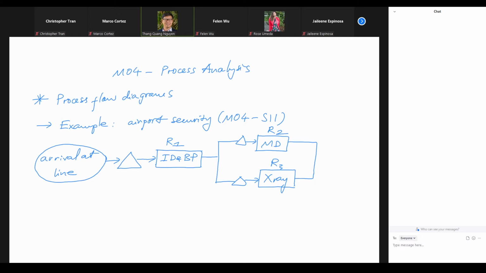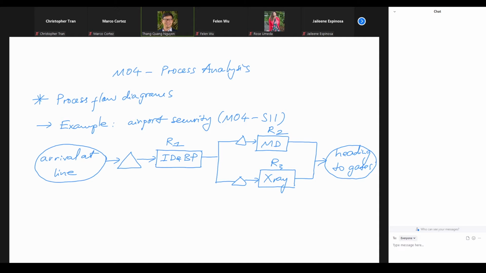right? Exiting here means that you are heading towards your airplane gates. So the end of the process is heading to the gates. So again, we are using the oval to denote the boundary of the process, right? So for the boundaries, we are using the ovals.